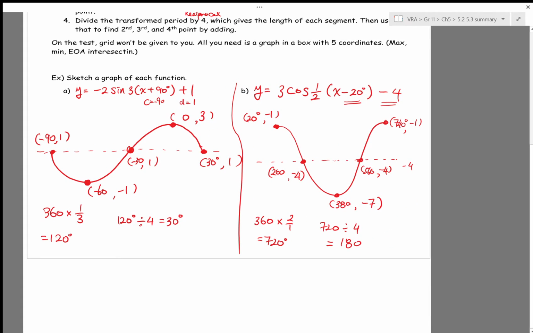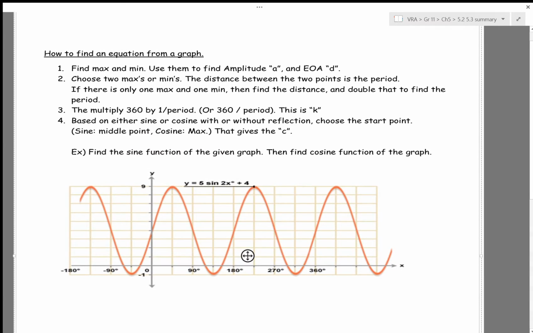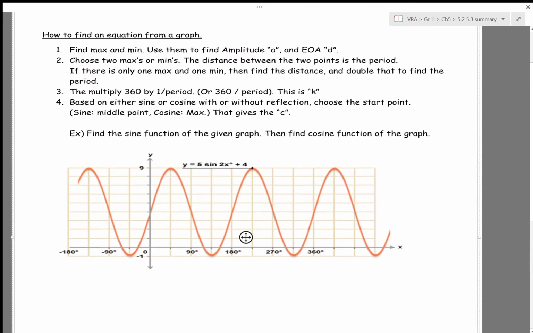There's another way that will ask you to go step by step, but it's basically the same, just take one at a time. Now, the last one. So the last one is trying to find the equation from the graph. So basically it's the backwards. So I'm going to do one example. It basically is the same as before.